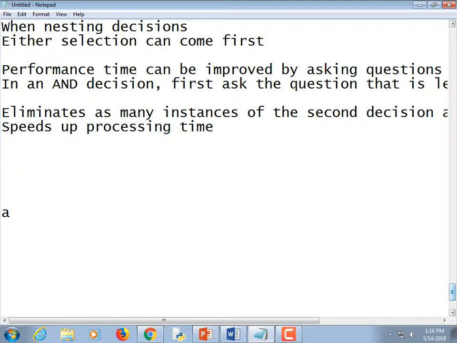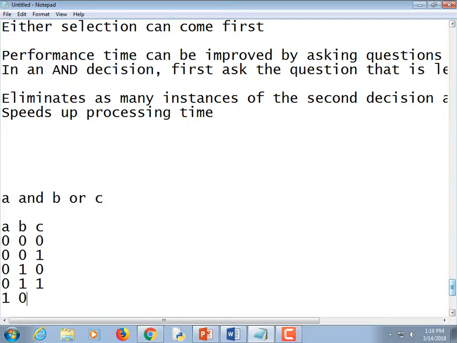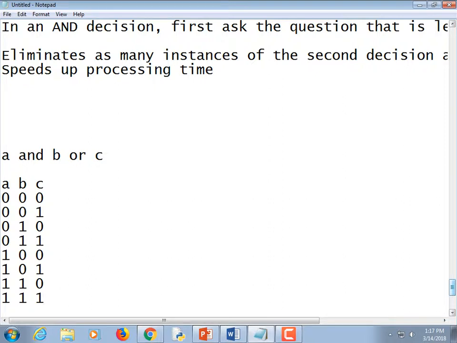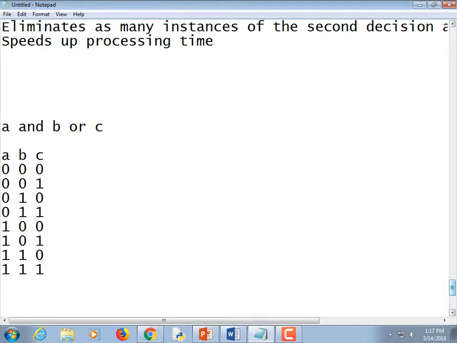What if you had if A and B or C? Well, then you have three variables, right? And now I'm going to switch to doing zeros for false and ones for trues. So if you had A, B, and C, you have more than just four possible states. This looks like our binary odometer, right? So three Boolean variables give you 8 states. 4 Boolean variables give you 16 states.